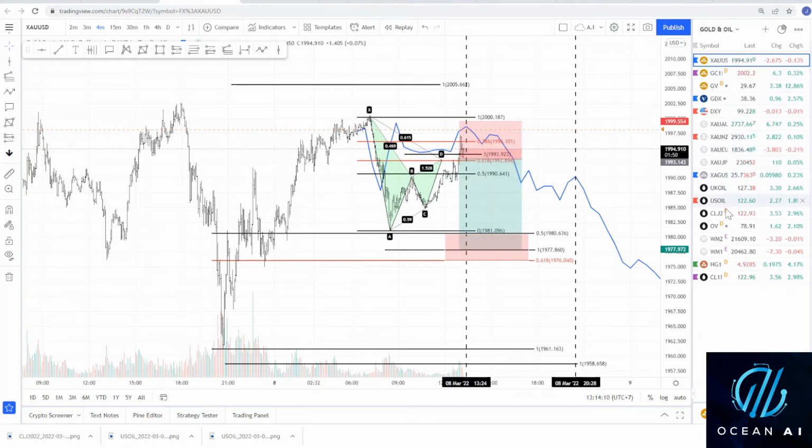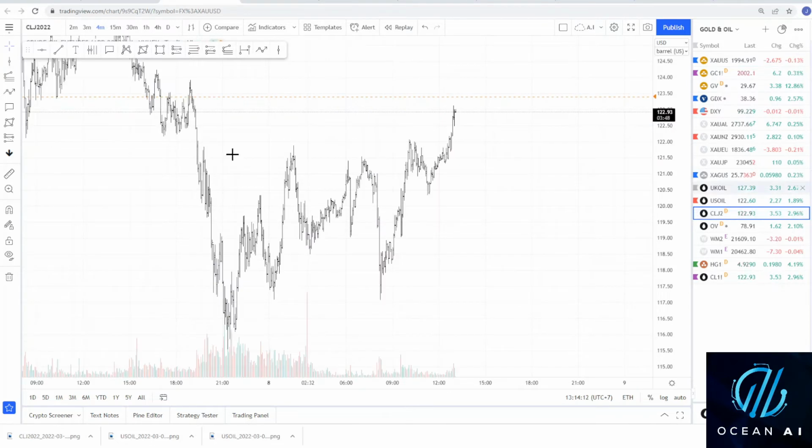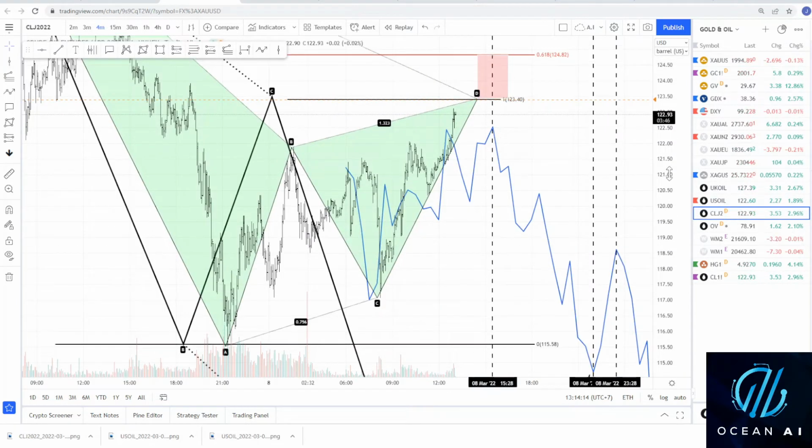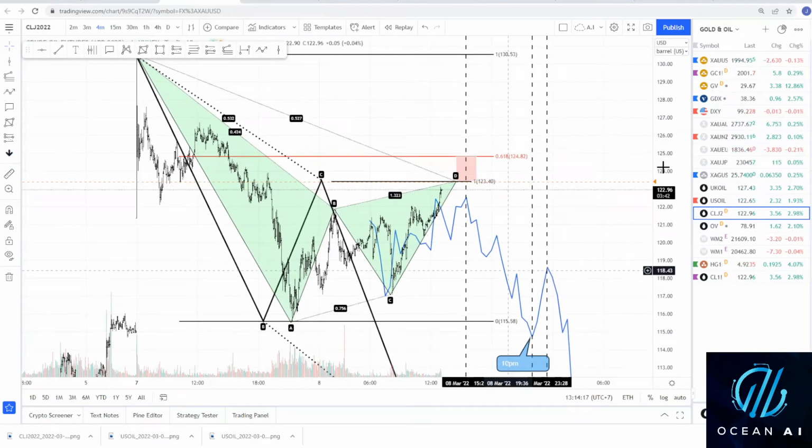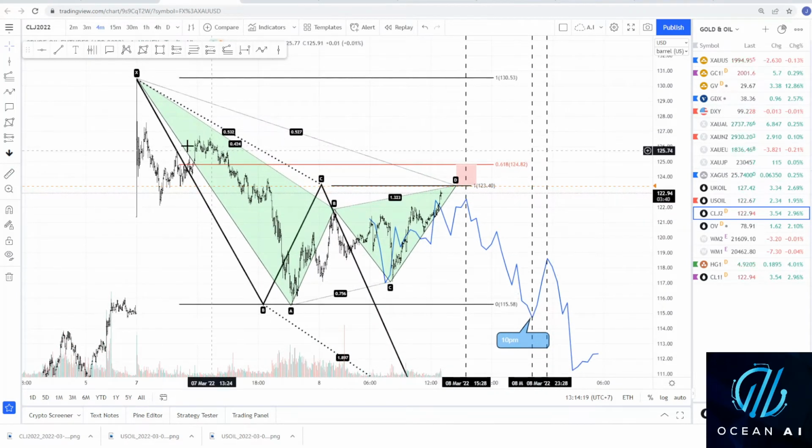The other one I wanted to look at was the oil here. Same thing. Yeah, oil had a nice run yesterday. If you got on that, went through the first target and then just kept falling away. Ended up being a really big move. So now looking at this Gartley back to sell again.